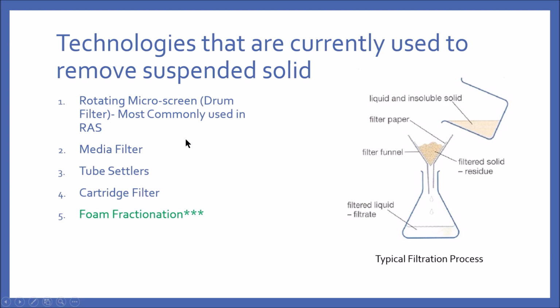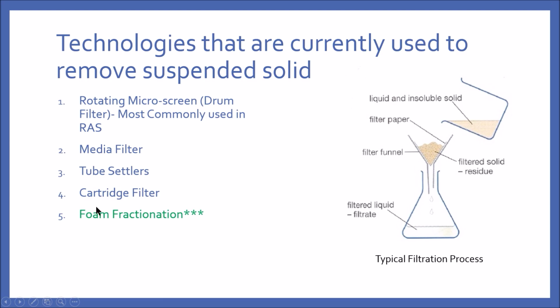The first being the most commonly used, drum filters. The second will be what we call the media filters, which are sand filters or any equivalent filters. And these are additional, not so common technologies like tube settler and cartridge filter. And lastly, we have what we call foam fractionation. We will cover foam fractionation in a separate lecture due to its unique characteristics.